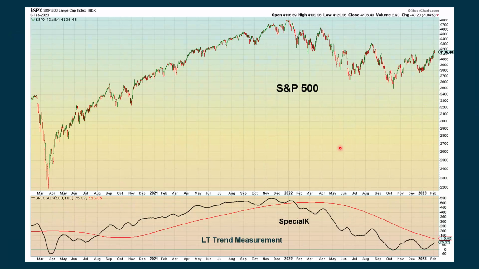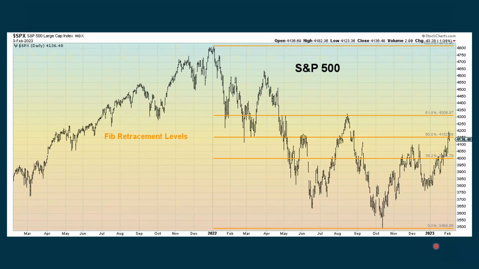Special K, another really long-term oscillator that we use. It's still negative overall, and it crossed over negative at the early part of 2022. It's trying to bounce right here, but it has not crossed back above the moving average yet.